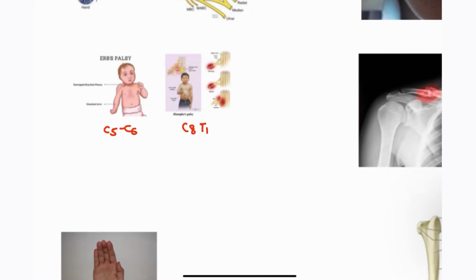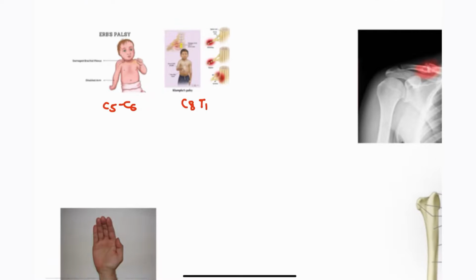Sorry guys. Next, what are the nerves involved in Erb's palsy? Usually the axillary, musculocutaneous and also suprascapular nerves.